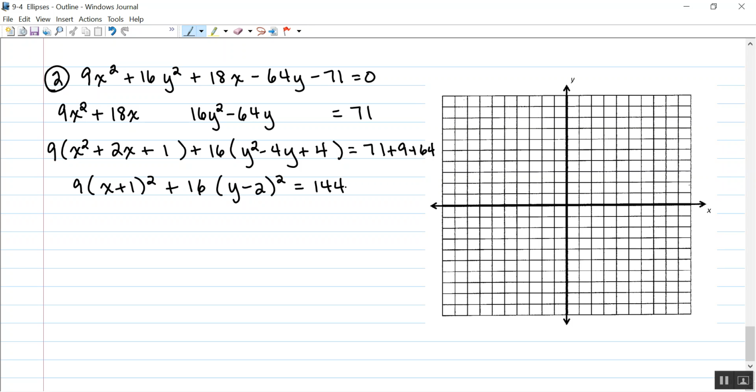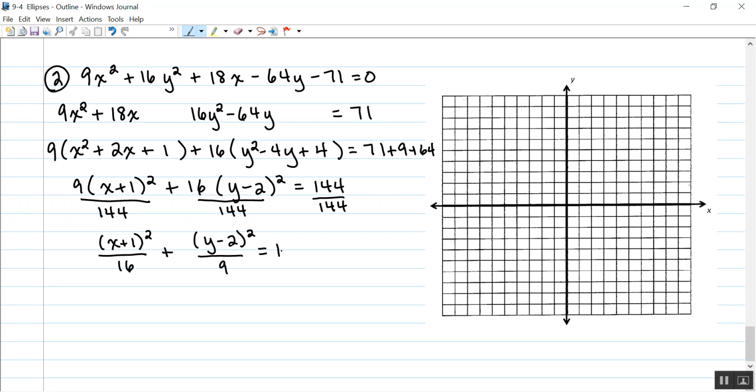Now remember, the equation of an ellipse has to equal 1, so I'm going to divide everything by 144, and it actually is going to work out. So 9 times 16 is 144, so this is going to give me (x plus 1) squared over 16 plus (y minus 2) squared over 9 is equal to 1.